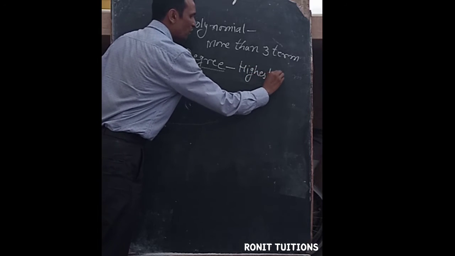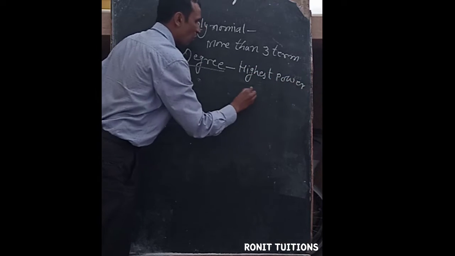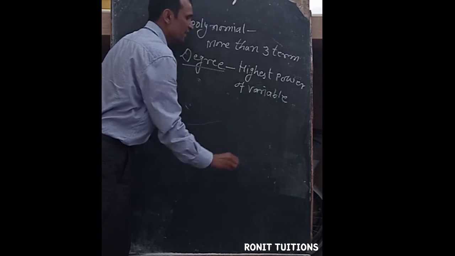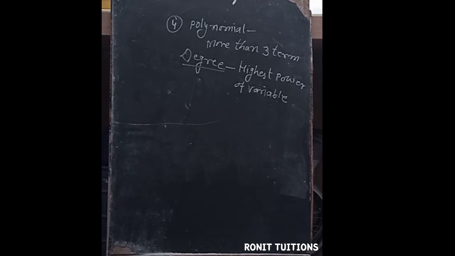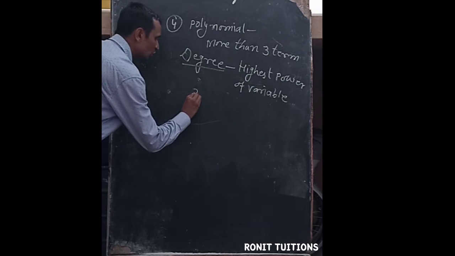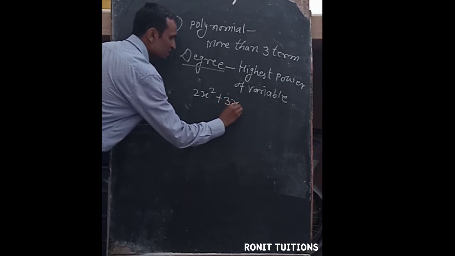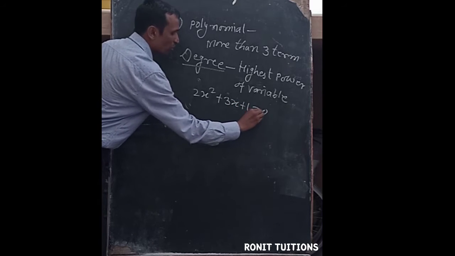The highest power of the variable is known as the degree. Example: we are taking one example. Suppose I have written 2x squared plus 3x plus 1 is equal to 0.